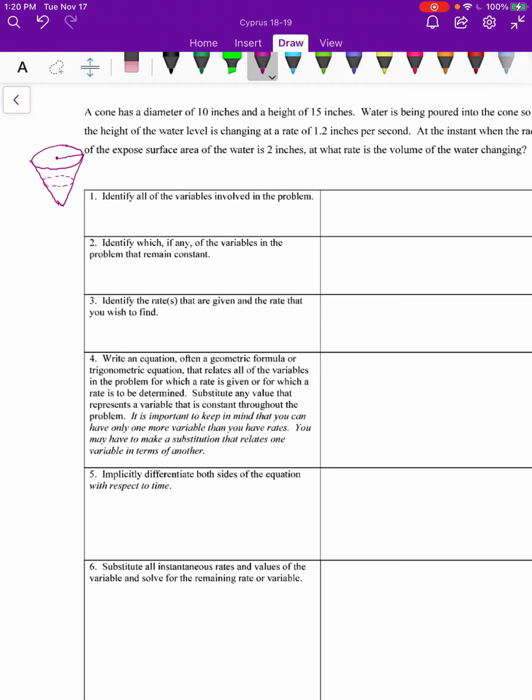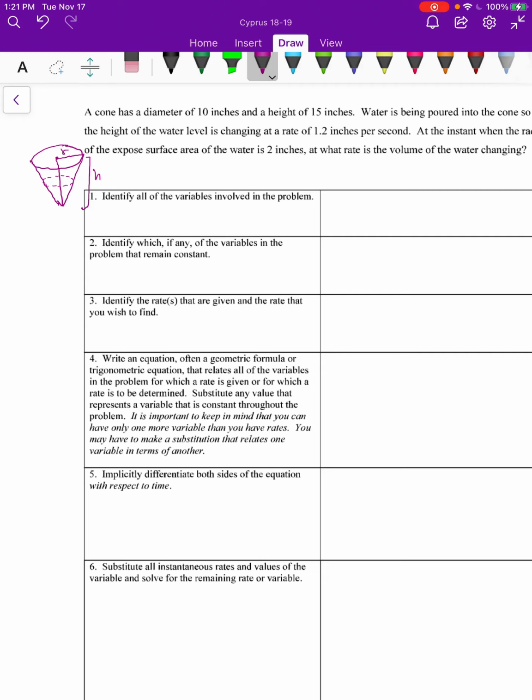Okay. So the radius at the top is different than the radius at the bottom. But we are going to represent radius with r. That line that I just drew down the center is the height of our cone. The height of our cone and the height of the water are different.